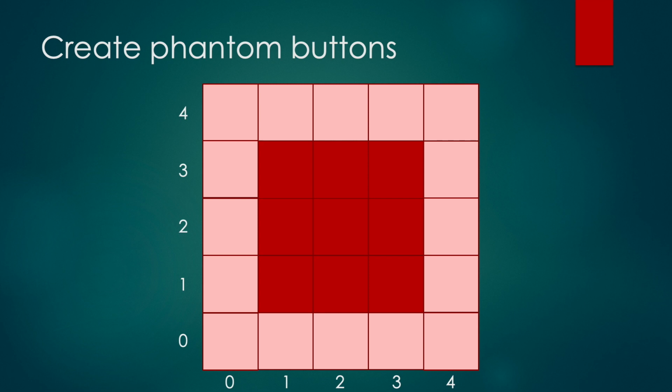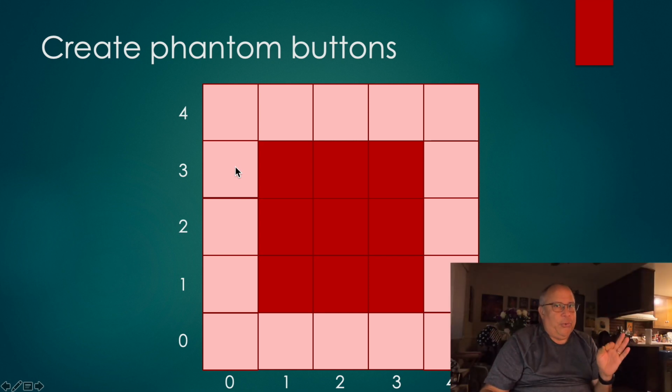Check this out. If I were to click this button, below it would be swapped to a different color, namely white. This one would be swapped. This button itself would be swapped. And look at this: I have a button above and I have a button to the left. So I need to create phantom buttons.